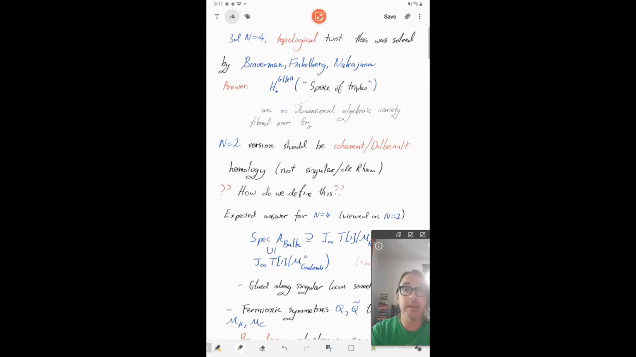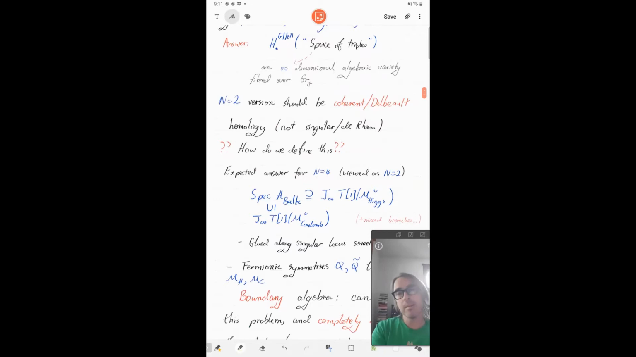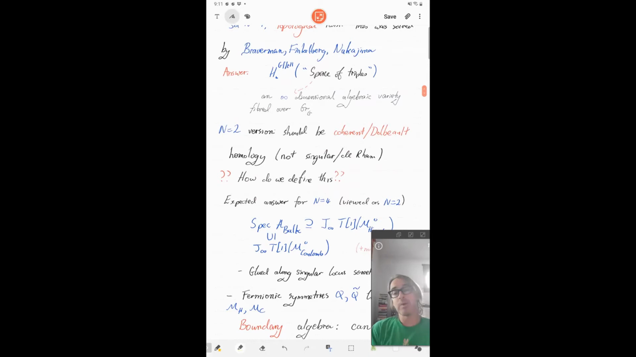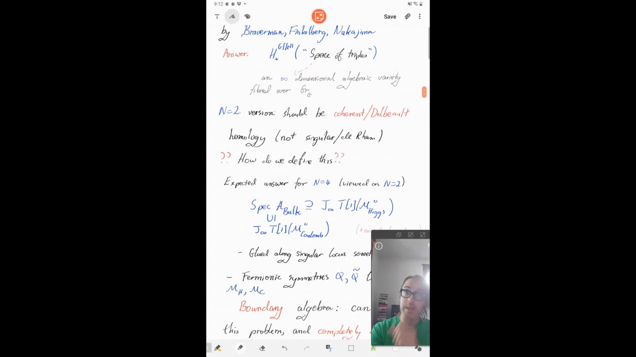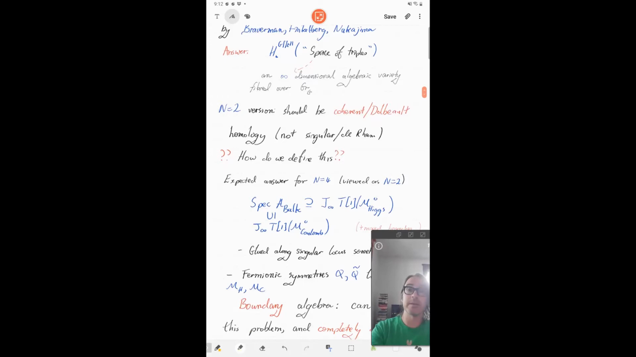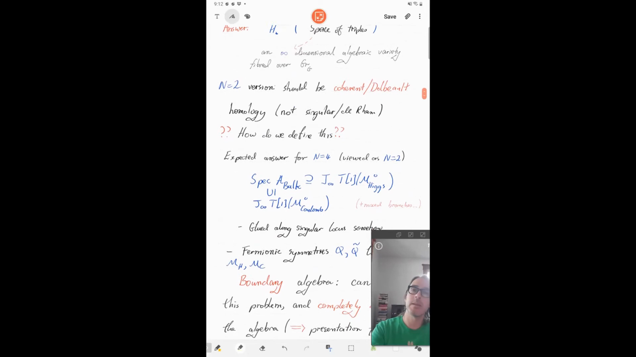So we can try to do the same thing for N=2. The reason we found homology in their construction is that when I reduce along that sphere, I found some quantum mechanical system with an infinite-dimensional space of fields. And there was enough supersymmetry so that the twist gave me homology, as is familiar from twisted quantum mechanics. But for N=2, that is not what we find. We find just the coherent homology, not the Dirac. So this is much more complicated.